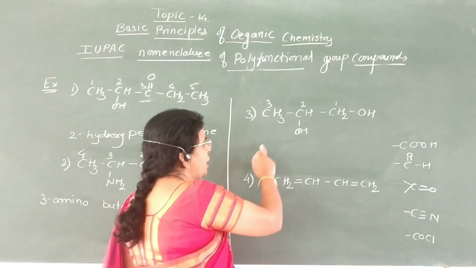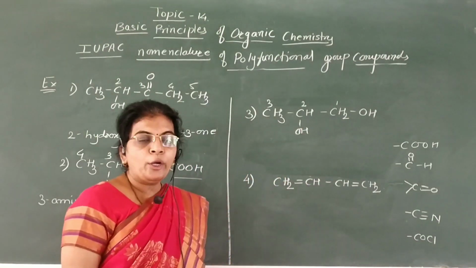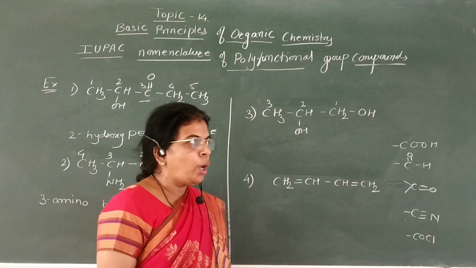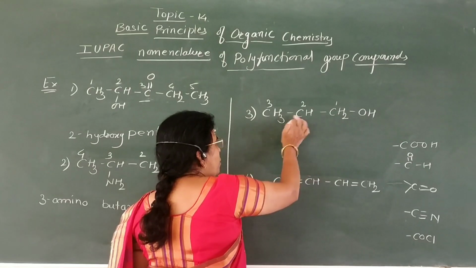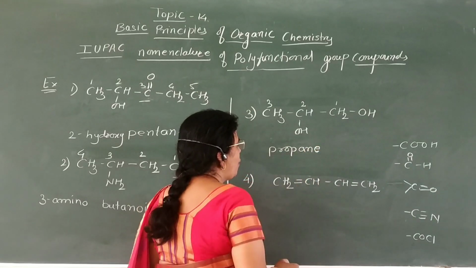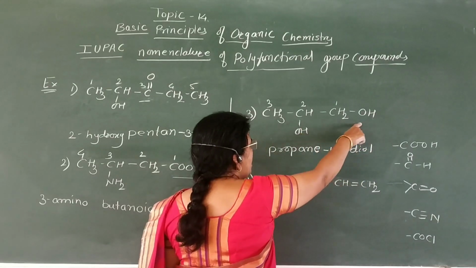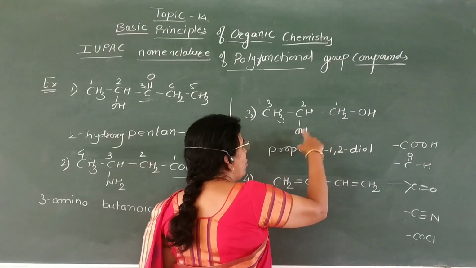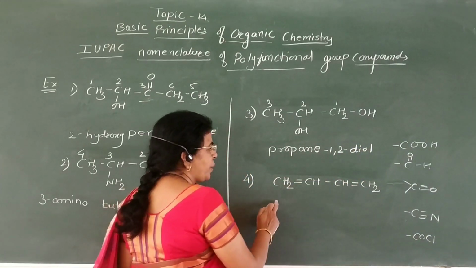Now third example. In this example there are 2 similar functional groups, that is there are 2 hydroxy groups present. Therefore this is the example of diol. Now there are 3 carbon atoms. Give numbering from the end which is nearer to the functional group, 1, 2, 3. It becomes propane. And write this E also, propane-1,2-diol. At 1 position there is hydroxy group, at 2 position there is hydroxy group. Therefore write 1, 2 for the hydroxy groups and write diol. It is propane-1,2-diol.